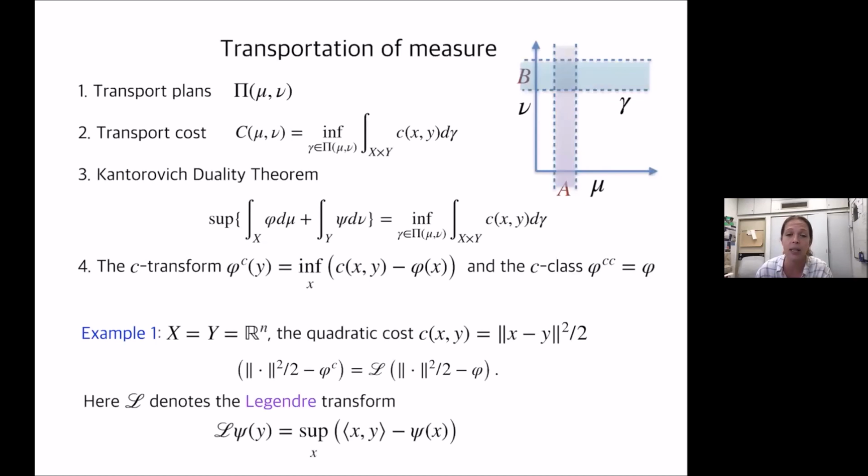Okay, and this is a very easy computation. Right, so Legendre is with the supremum and the c-transform is with the infimum, but this is exactly where this minus that comes in. This is very easy to check, right?